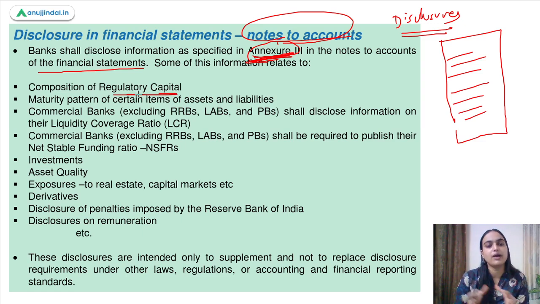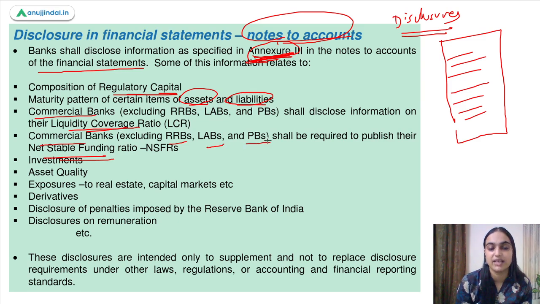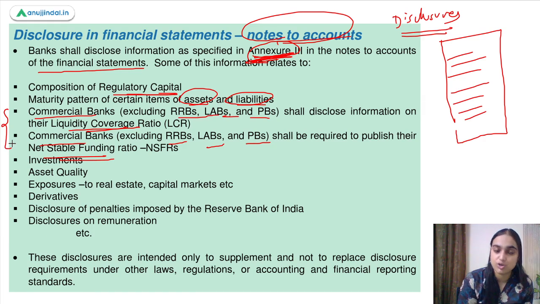So whatever amount you are maintaining, all the disclosures related to that are to be made. Then you need to disclose the maturity pattern of certain assets, certain liabilities, then the liquidity coverage ratio and the net stable funding ratio. The information on this needs to be published but only by commercial banks excluding your regional rural banks, local area banks and the payment banks. So in three categories of banks ke alawa jitne commercial banks hai, unhe liquidity coverage ratio and net stable funding ratio ke bhi related information disclose karni hogi.